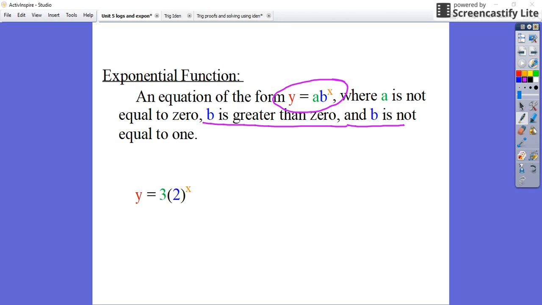There are things we can do with it, but it doesn't make a whole lot of sense for our purposes. b cannot be equal to 1 because if b does equal 1, let's say you start with 1 microbe and the value of b is 1. Well, 1 raised to any power is 1. 1 times 1 is still 1, so the microbe population is not growing any.